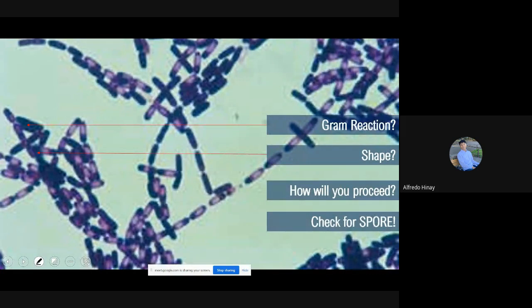Pag may spore siya, anong next? Yun yung next na tanong, diba? So, oxygen requirement naman, guys. Yung oxygen requirement, meron tayong dalawa, aerobic at saka anaerobic. With your aerobic naman, class, dalawa lang yung kailangan natin i-discuss. You have your Bacillus anthracis at saka Bacillus cereus. Then for your anaerobic spore-forming gram-positive bacilli, you have your Clostridium perfringens, Clostridium botulinum, Clostridium tetani, at saka Clostridium difficile.